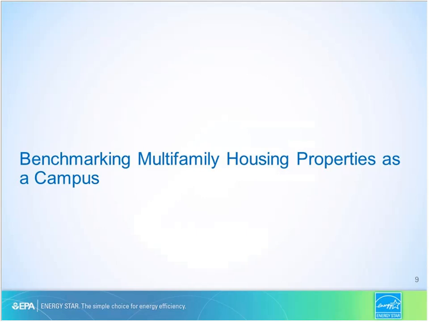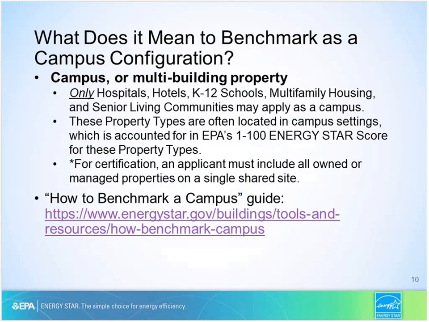So now that we've covered some of the basics, we'll cover benchmarking as a campus. Only the 5 property types mentioned above can apply for certification as a campus. So that would be hospitals, hotels, K-12 schools, multifamily housing, and senior living communities. Any property type can be benchmarked as a campus if that's what works best for the building owner or manager, but only these 5 property types will be able to earn a score and certification as a campus.